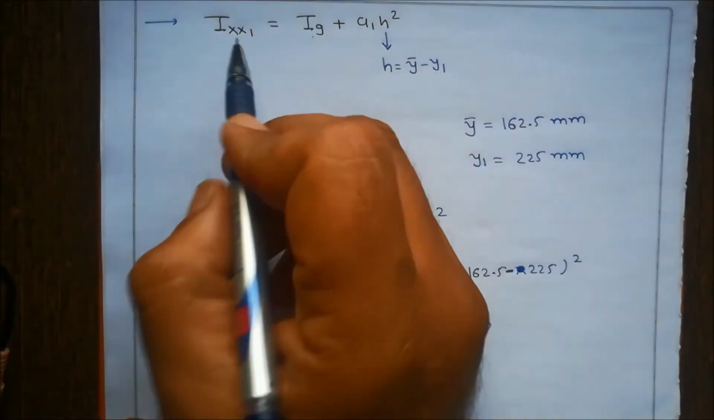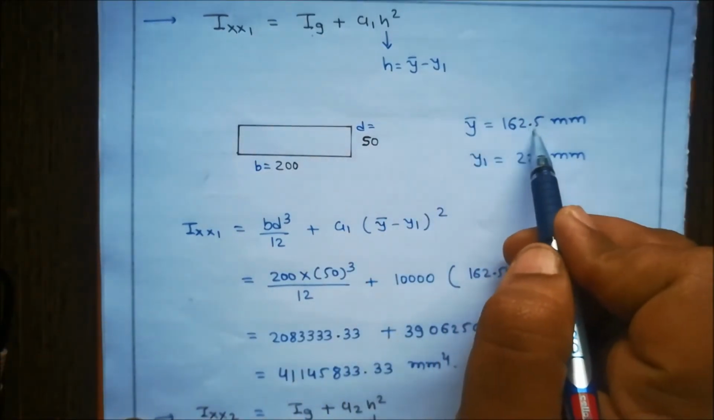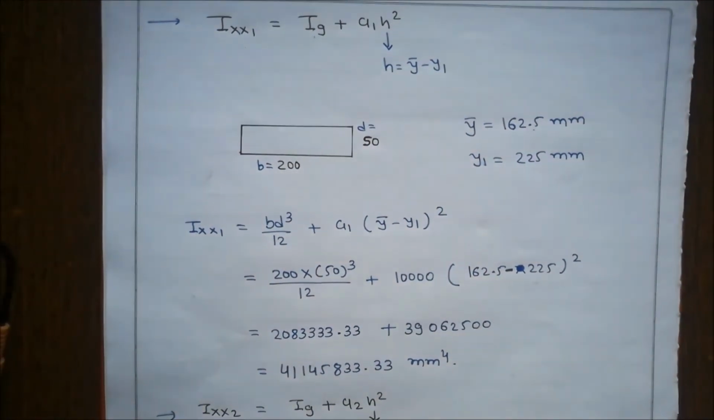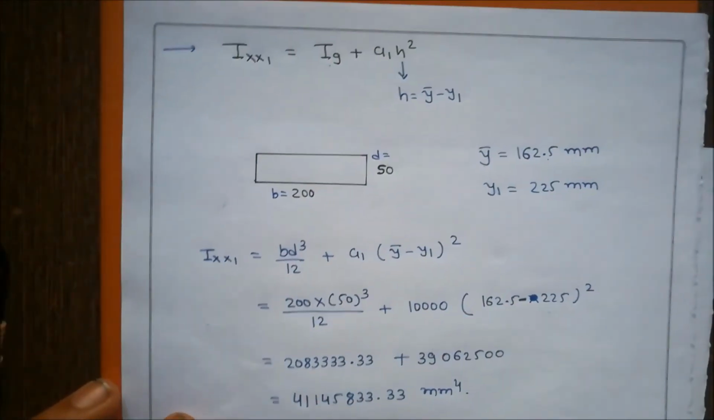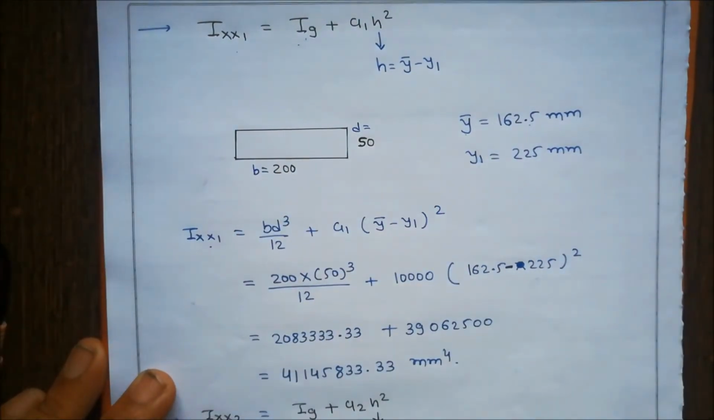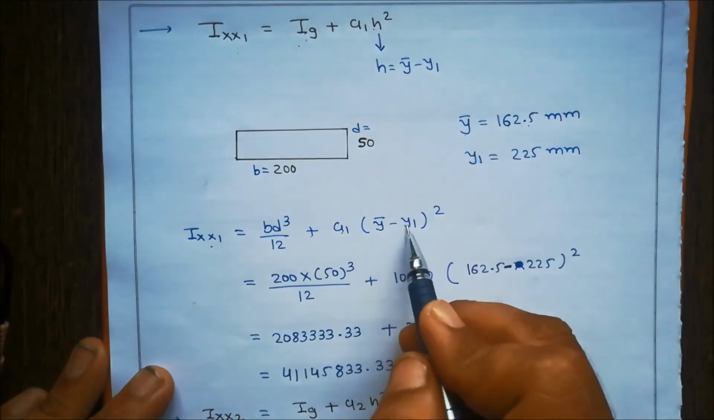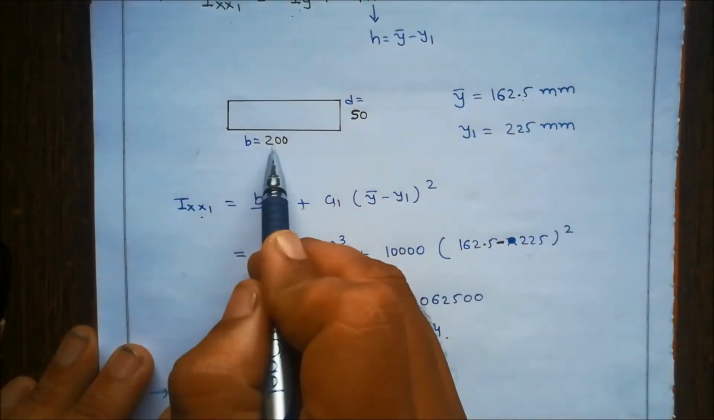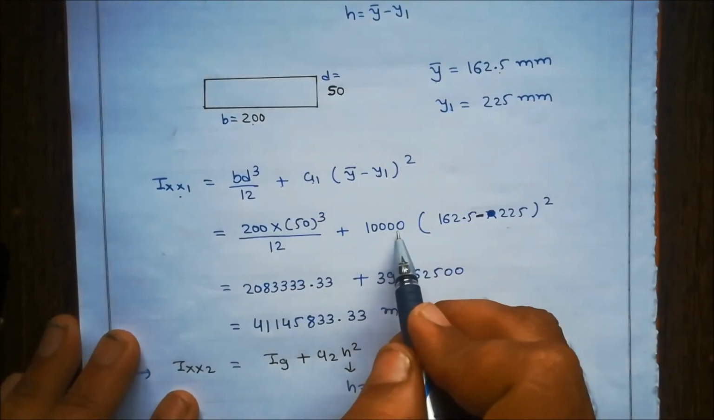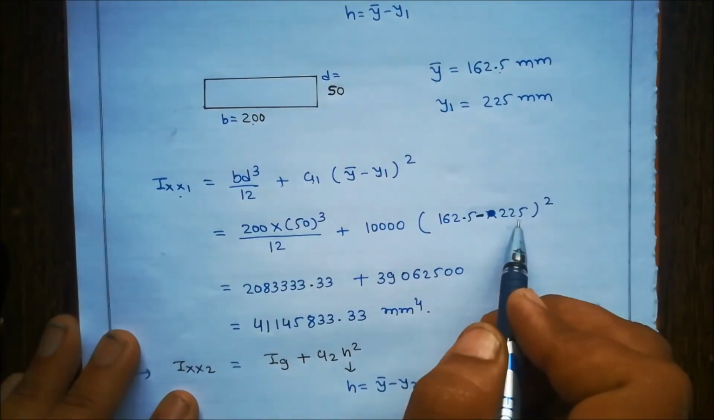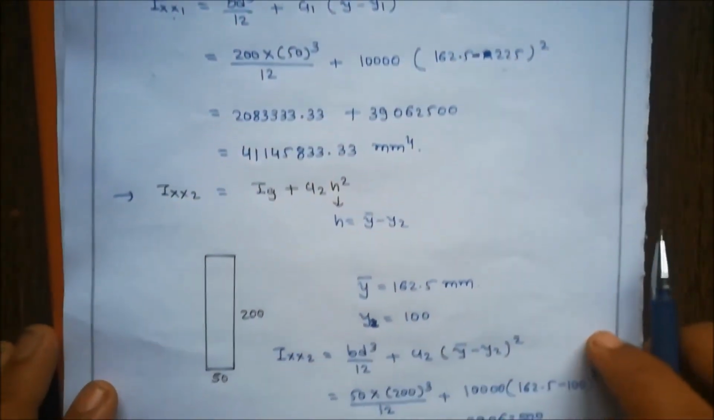So our equation is Ixx1 is equal to IG plus A1 h square, where h is equal to y bar minus y1. We already get y bar is equal to 162.5 mm, and y1 we get 225 mm in step number 4. So put the value in the above equation: in place of IG we write BD cube by 12 plus A1, and in place of h we write y bar minus y1 whole square. Put B as 200 and D as 50. So 200 multiplied by 50 cube divided by 12 plus area of first part, that is 10,000, times (162.5 minus 225) square, we get Ixx1 is equal to 41145833.33 mm^4.